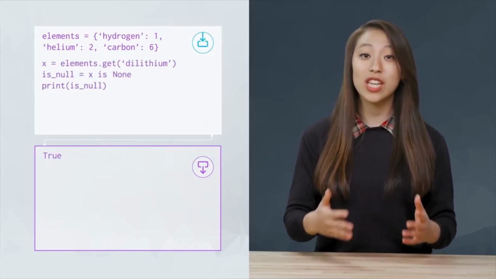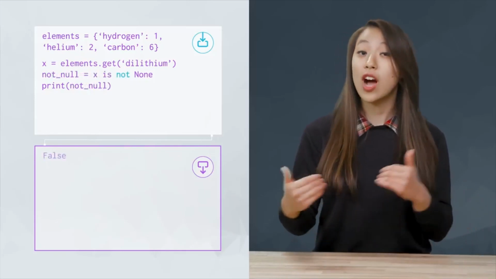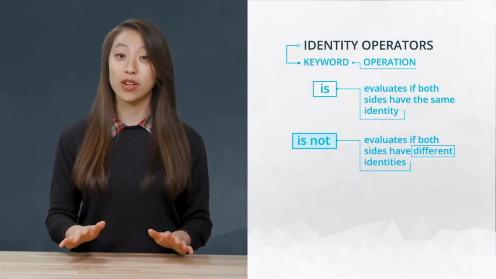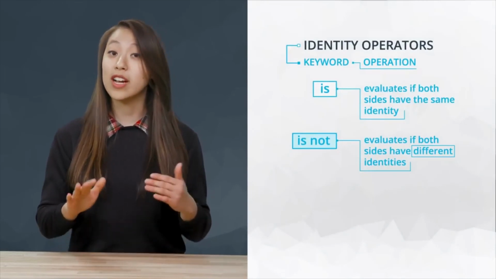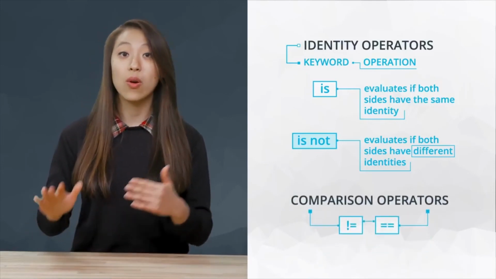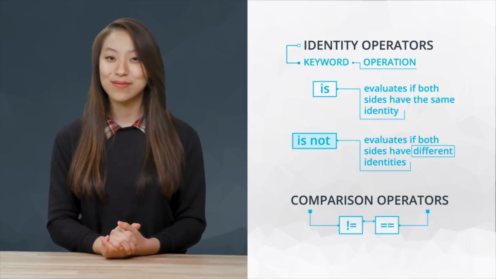You can check if a key returned none with the is operator, or you can check for the opposite using is not. These are called identity operators. You will learn more about identity operators and how they differ from using the equals to or not equals to comparison operators in the quizzes that follow.